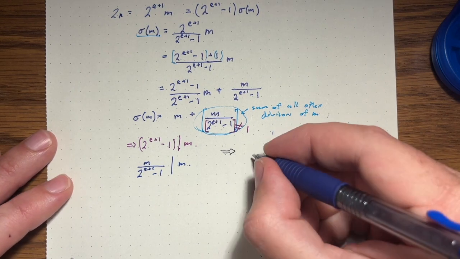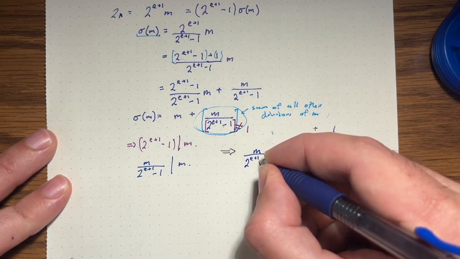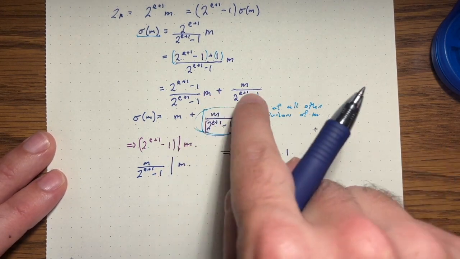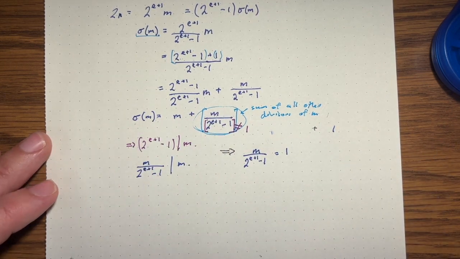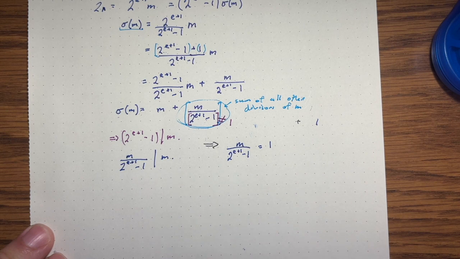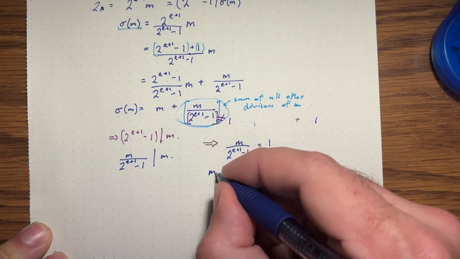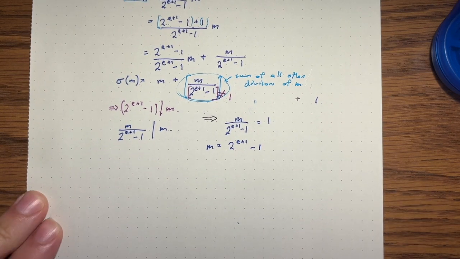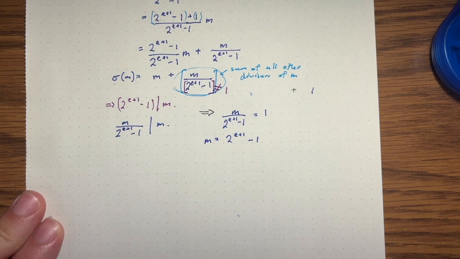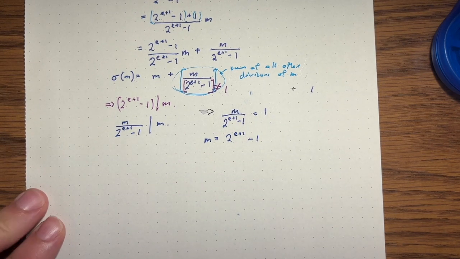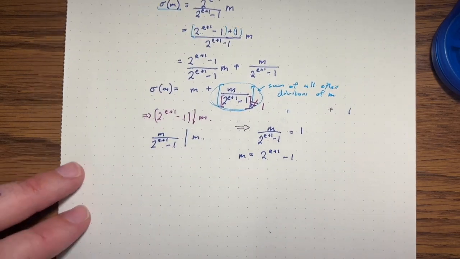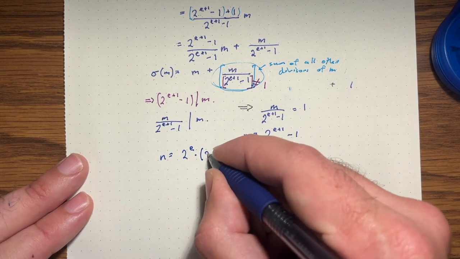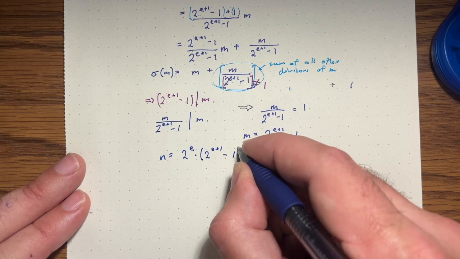So we get that m over 2^(e+1) − 1 just has to be the number 1. Because if it's not, then we don't have enough space in this sum for all the divisors, and sigma m is all the divisors. Right? What does that mean if this is 1? It means that m, we actually know exactly what the form of it is. It's 2^(e+1) − 1. So n is 2^e times (2^(e+1) − 1).